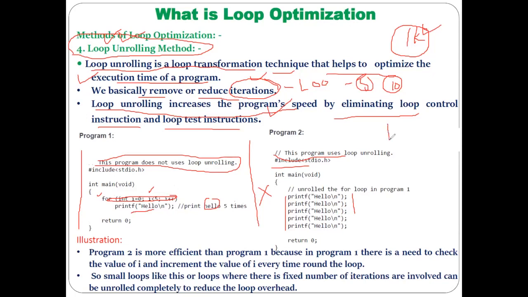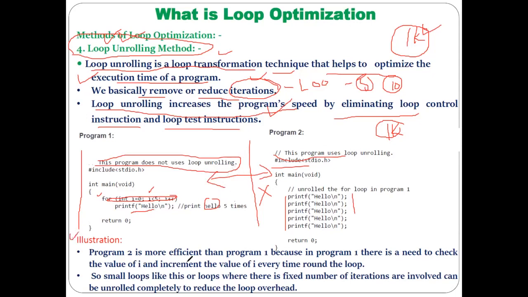But consider that 1000 iterations are required. Now is it good to write the print statement 1000 times? What will happen because of that? More space will get consumed, and more time will be required to run the program. Understood? So when the iterations are too large, meaning 100 or 1000, then loop unrolling is not recommended. But if iterations are small, like in this example, then loop unrolling is advised. It is a good optimization technique if iterations are fewer.